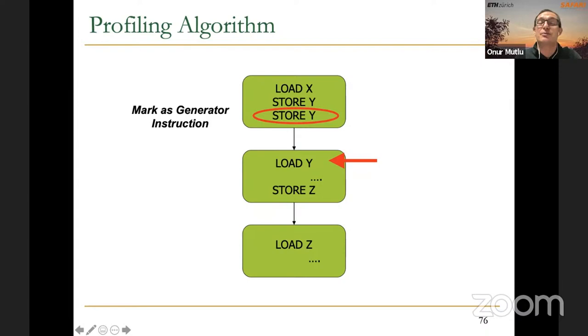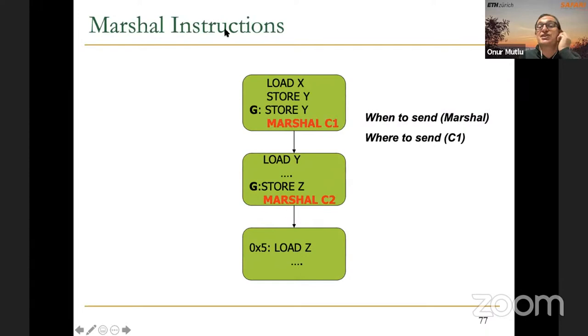And then the compiler inserts those marshal instructions. So we mark the generator instructions, as you can see in this particular case. And then we insert marshal instructions. So marshal instructions denote when to send the inter-segment data, when to push the inter-segment data to the next segment, and then where to send it, which is essentially what is the next segment? Which next segment will need the data? And these can be inserted using marshal instructions, essentially.